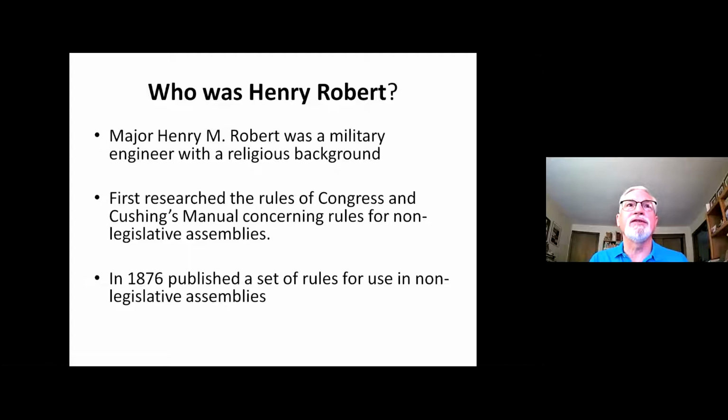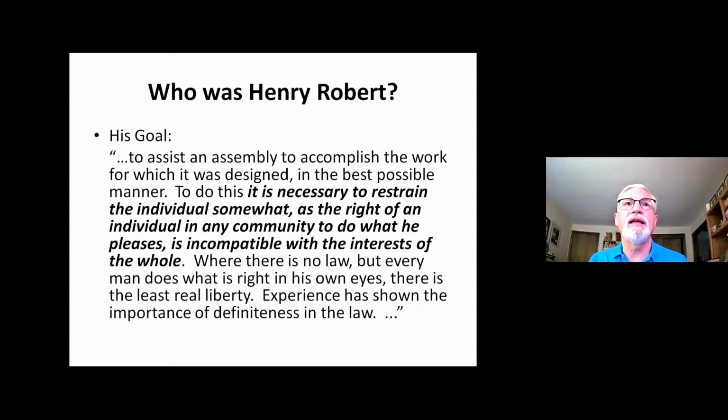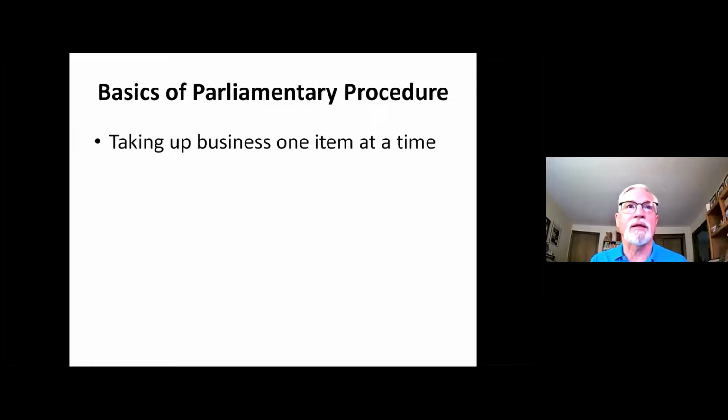Henry Robert was a major in the military. He first researched rules of Congress, and in 1876, he published a set of rules for use in non-legislative assemblies. His goal was to assist an assembly to accomplish its work, and to do that, it was necessary to restrain each individual, as the individual in any community cannot just do what he or she pleases, and that would be incompatible with the interests of the whole organization.